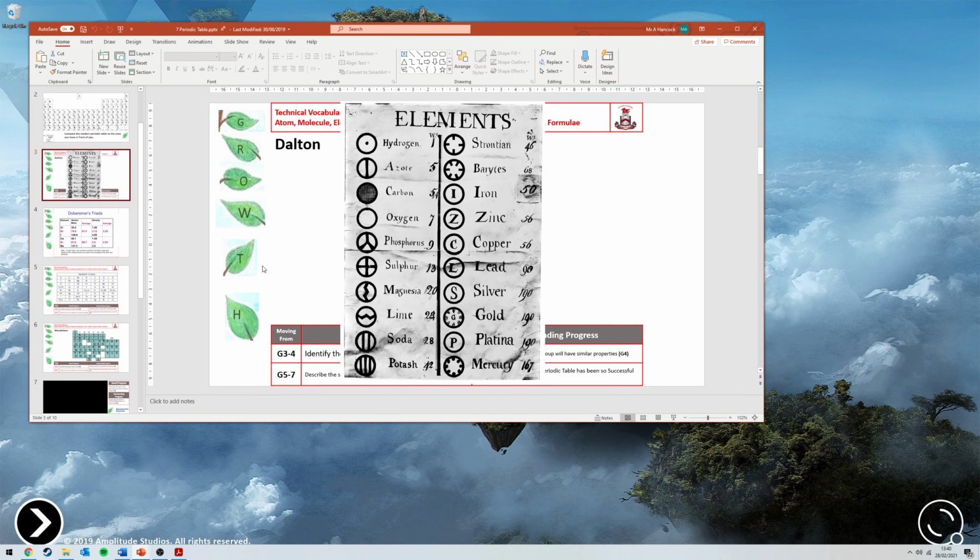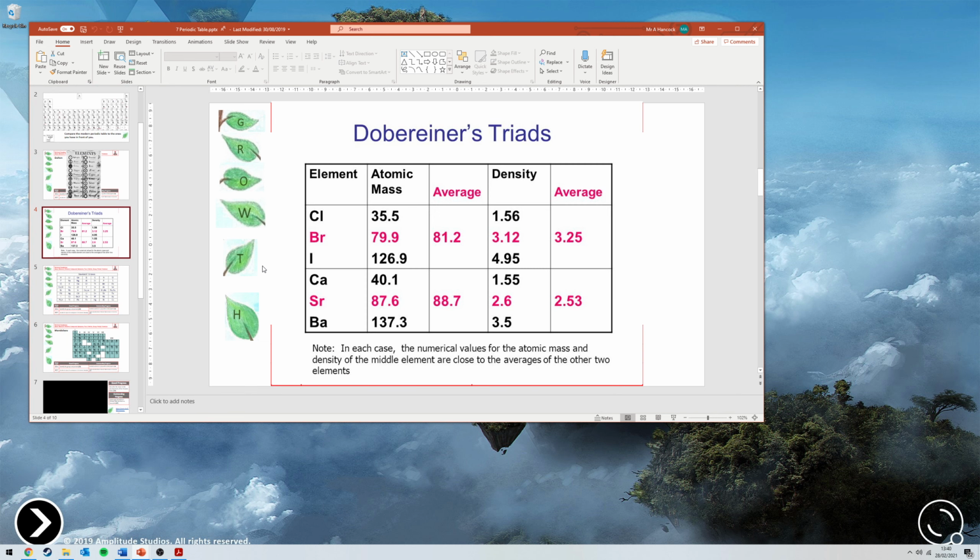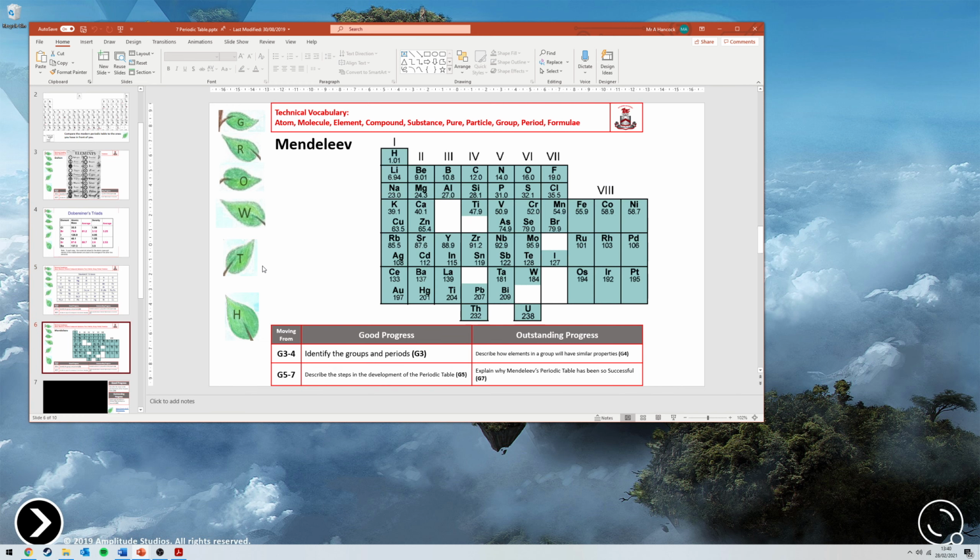periodic tables. So they're in order. So Dalton was the first one, then Dobereiner, then Newlands, and then Mendeleev. So do that, pause the video, have a little think, compare them all, have a little look, and then unpause when you're ready.